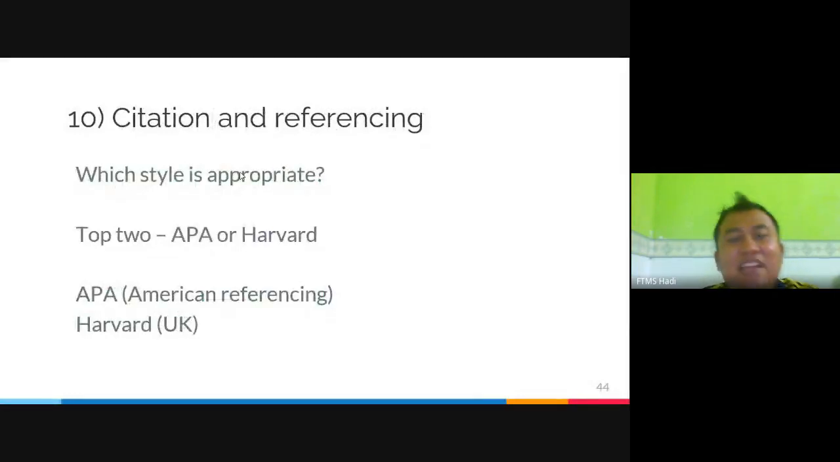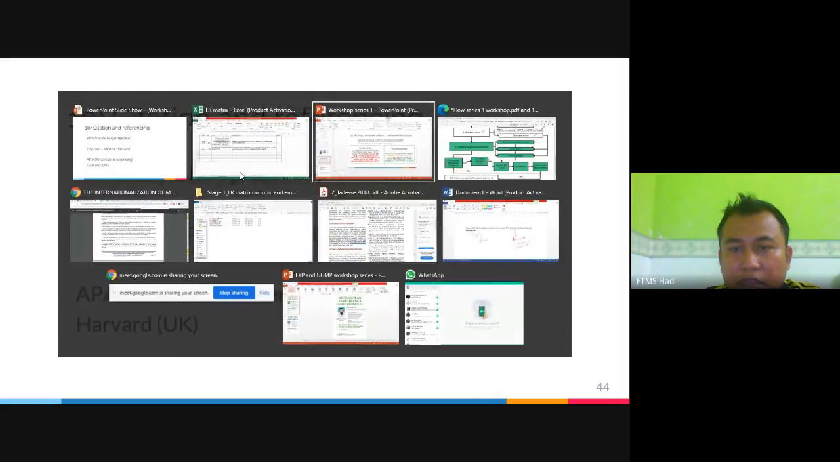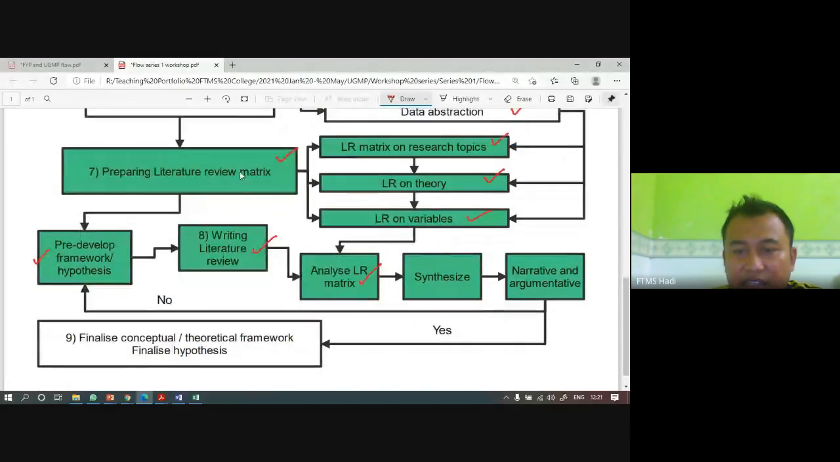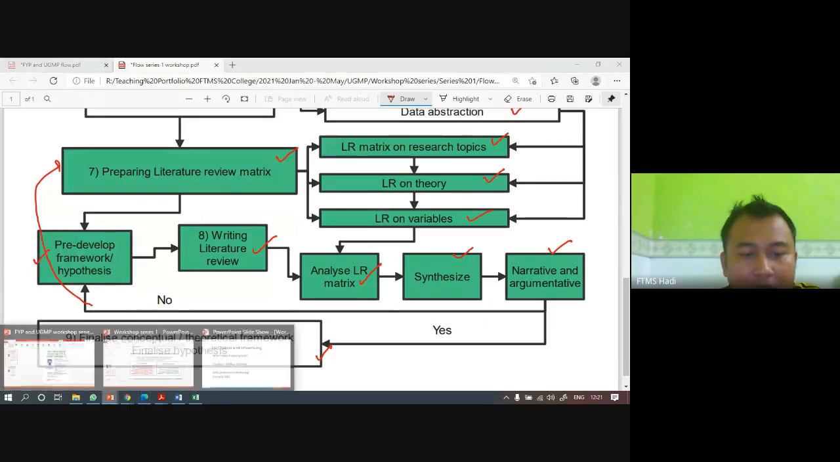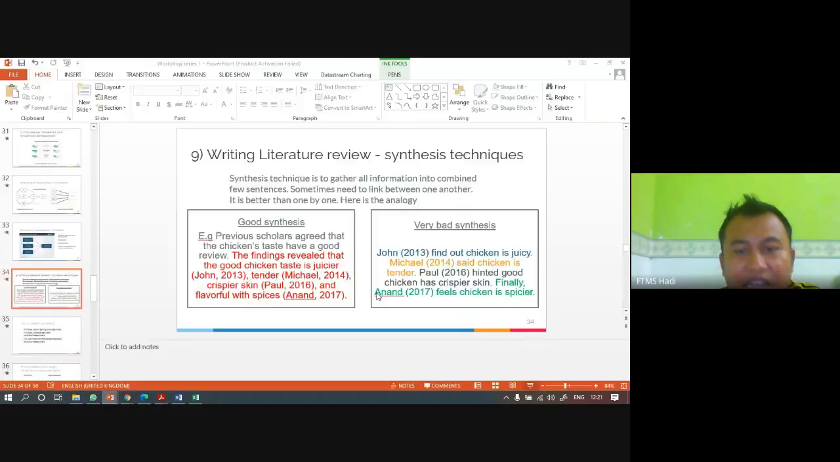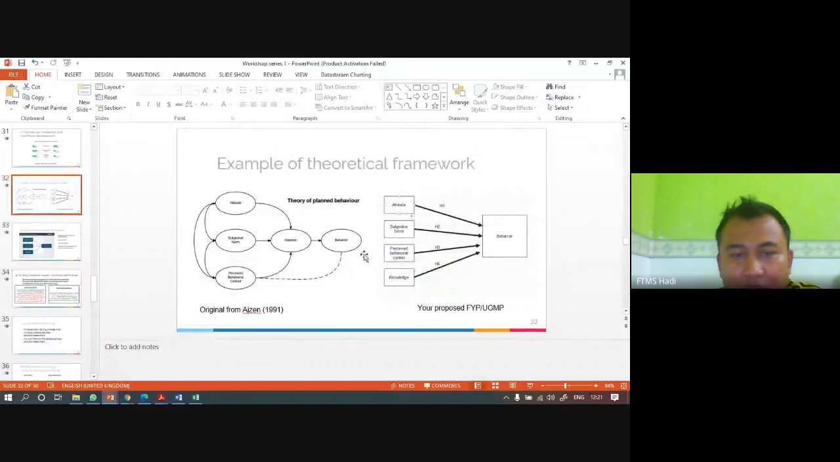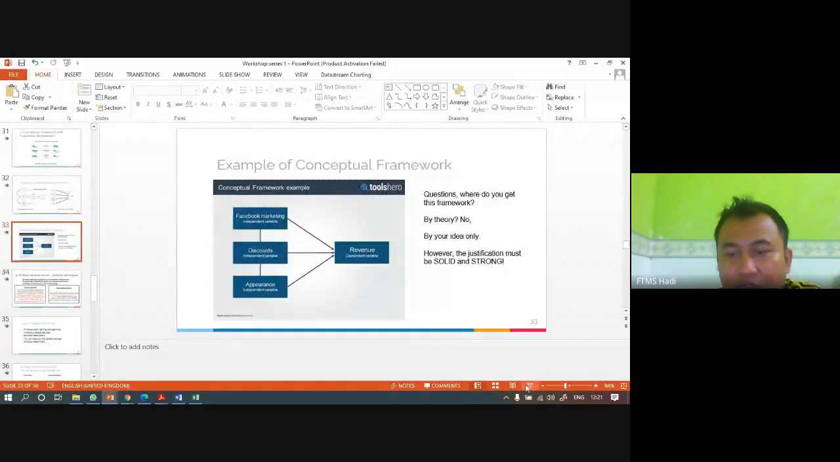All right, citation and referencing. I believe this is the last part. Okay, let's have a look at the checklist. Synthesize is done, narrative and argumentative is done. If you feel happy with the framework that you came up with, yes, you can proceed. But if you are not happy, do this process once again, because sometimes one of the problems that students face is this one, especially for the conceptual framework.